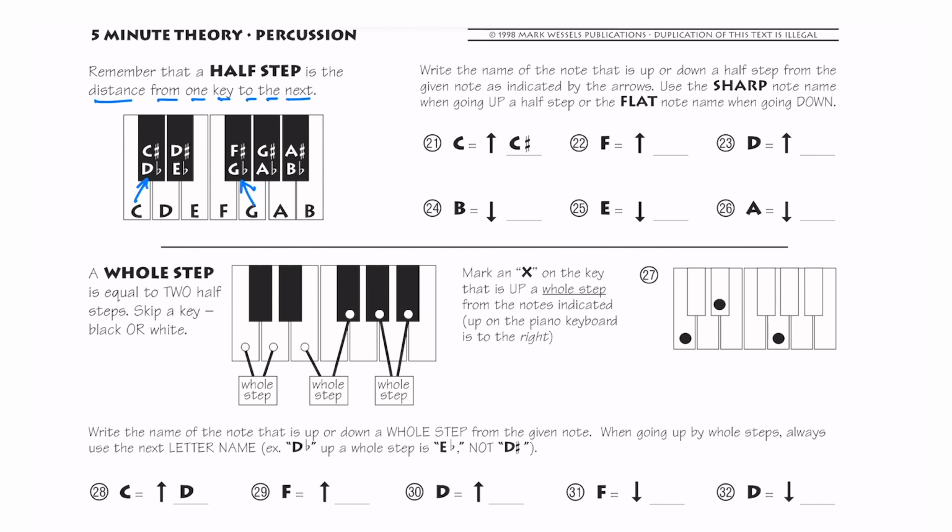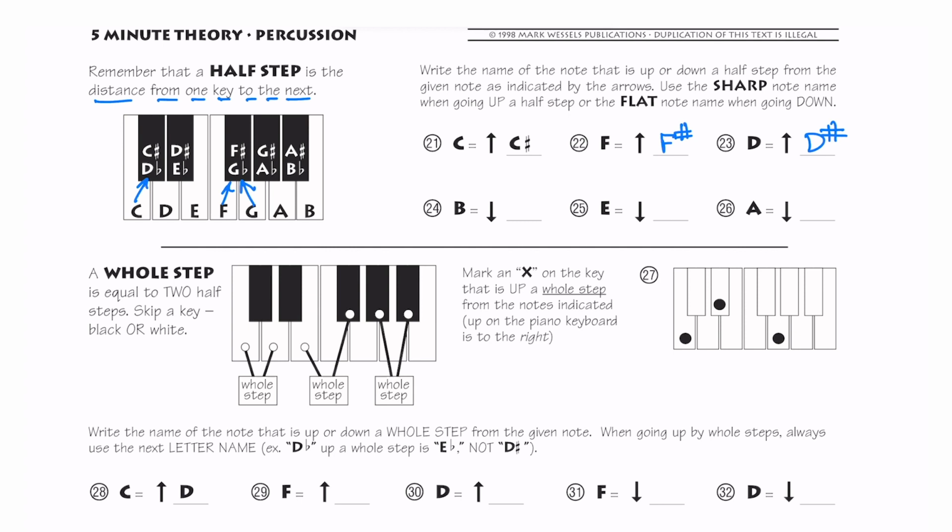So number 21, C up a half step is C sharp. F up a half step is F sharp. Pretty easy. If you go up a half step, you kind of use the sharp note name. Okay? So D up a half step is D sharp. The only difference is if you had an E or a B, going up a half step would not be a sharp.